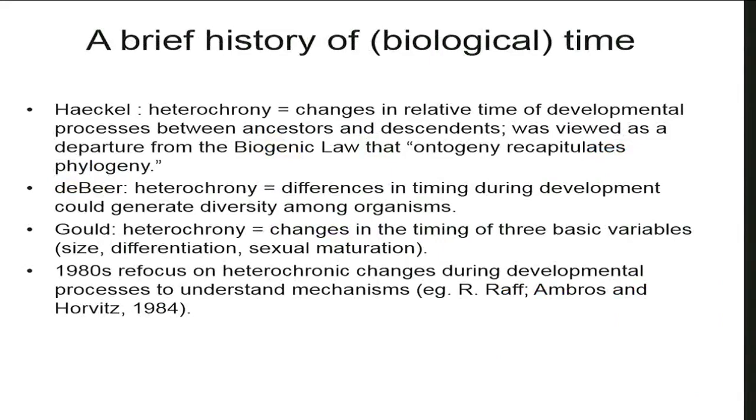Now, in trying to understand time and biological time, I just want to give you a little bit of history in terms of how this has been talked about over the years. Haeckel first identified heterochrony, or really invented this term, as a way to point out that there were changes in the relative time of developmental processes between ancestors and descendants. And he actually viewed this as a departure from his biogenetic law that ontogeny recapitulates phylogeny, because these were things that were sort of out of normal time.